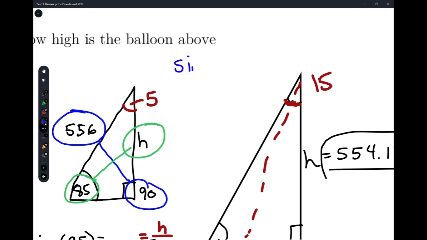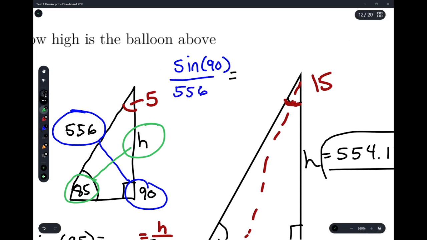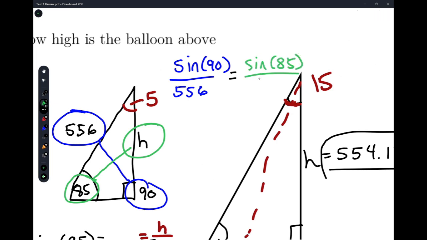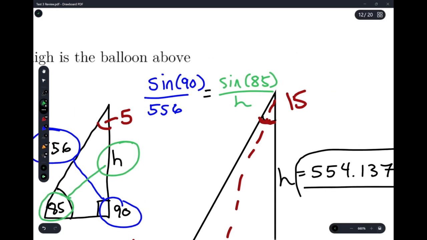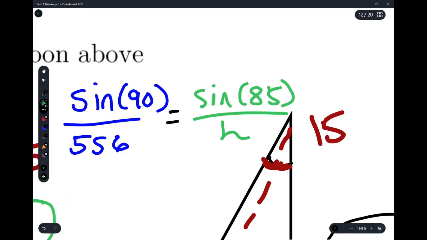Wouldn't it be the sine of 90 over 556 is equal to the sine of 85 over h? I did a sine of 75. He used the big triangle. Oh, okay, same thing though. But I ended up getting a different answer. Oh, I think I used the wrong one. Okay, but watch. I just want to point something else out.